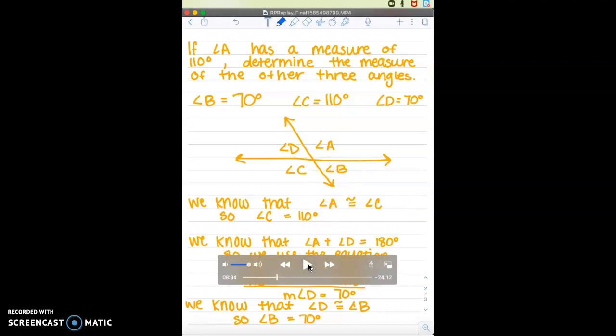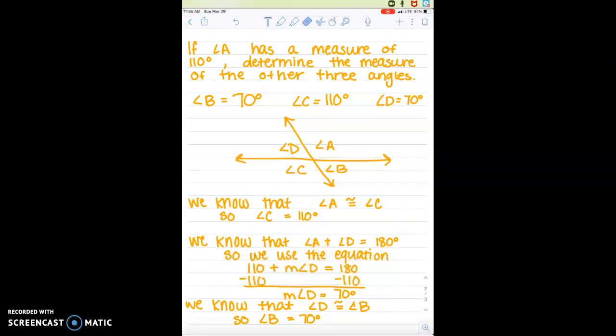So go ahead and pause the video here if you need time to copy that down, because I'm about to erase it all. Okay, and we are going to answer one more question about this model.